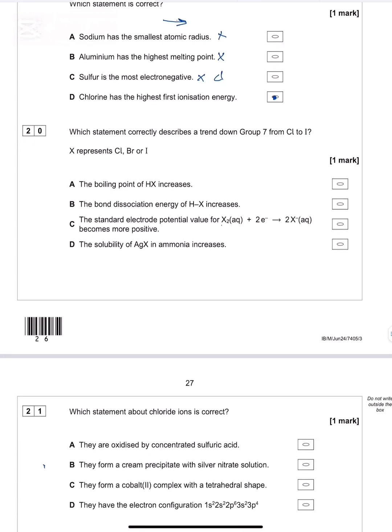Which statement correctly describes a trend down group 7 from chlorine to iodine? X represents chlorine, bromine, or iodine. The boiling point of HX increases. This is absolutely right. This is because there is an increase in the number of electrons and an increase in the intermolecular forces of attraction of the covalent bonds. So this is the right one.